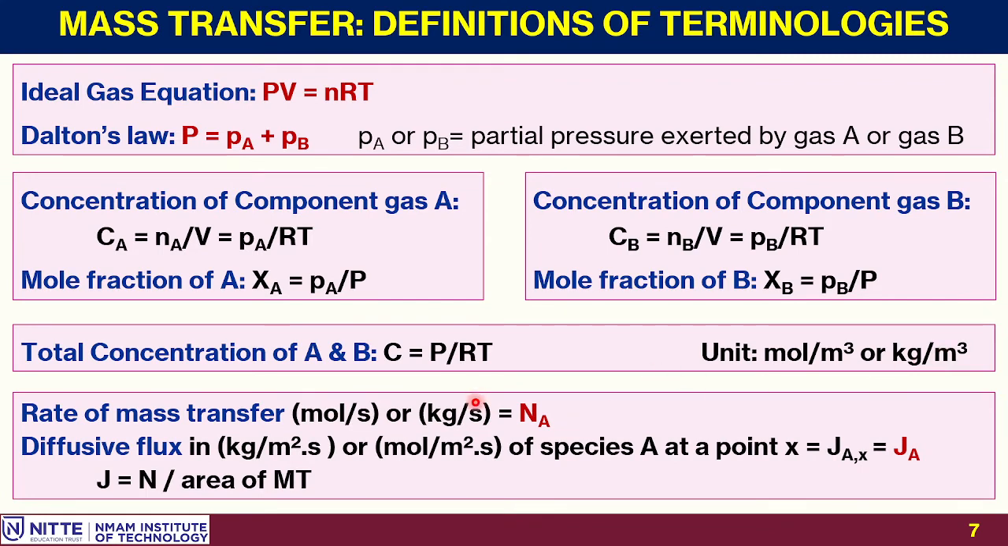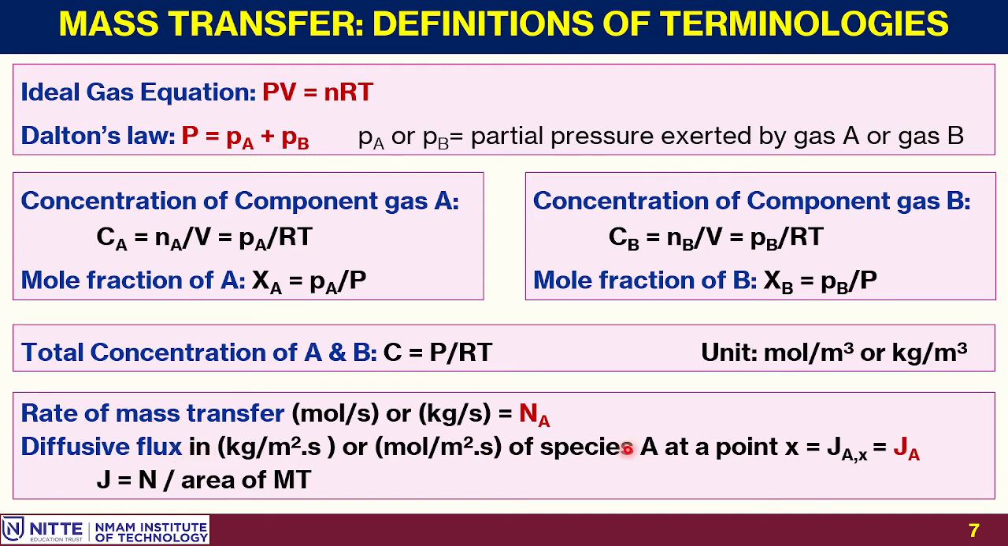Another terminology that we generally come across is the rate of mass transfer. The notation that we provide here is NA. So this is the rate of mass transfer for the molecule A, and if you consider a unit surface area, we call it flux. Usually we call it mass transfer flux, or in the case of diffusion, diffusive flux. If you take convection, convective flux. If you take diffusion and convection together, we call it the total mass transfer flux.